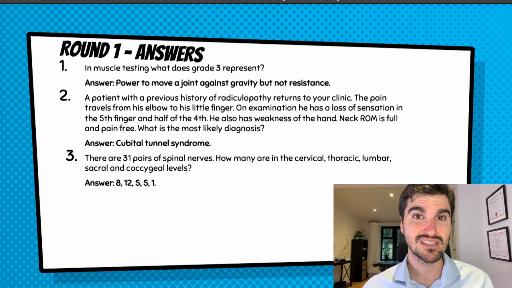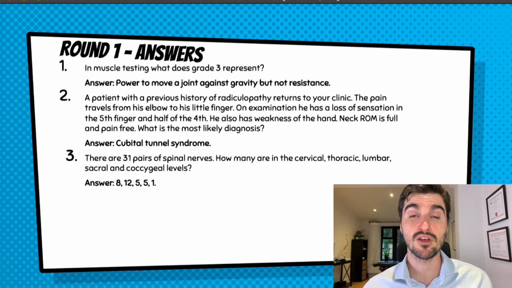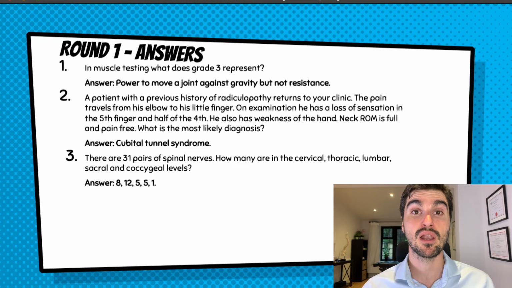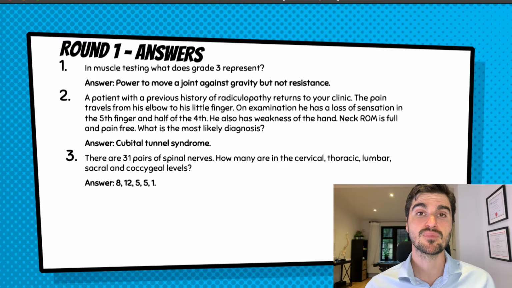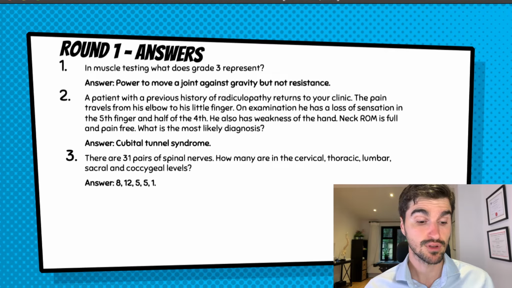But because we have that tricky C8, that's going to exit below C7, which then forces, obviously, the T1 nerve root to exit below the T1 vertebra. That's going to happen all the way down, and that's why the L5 nerve root comes out below L5. We've got 12 thoracic, 5 lumbar, 5 sacral, and 1 coccygeal.